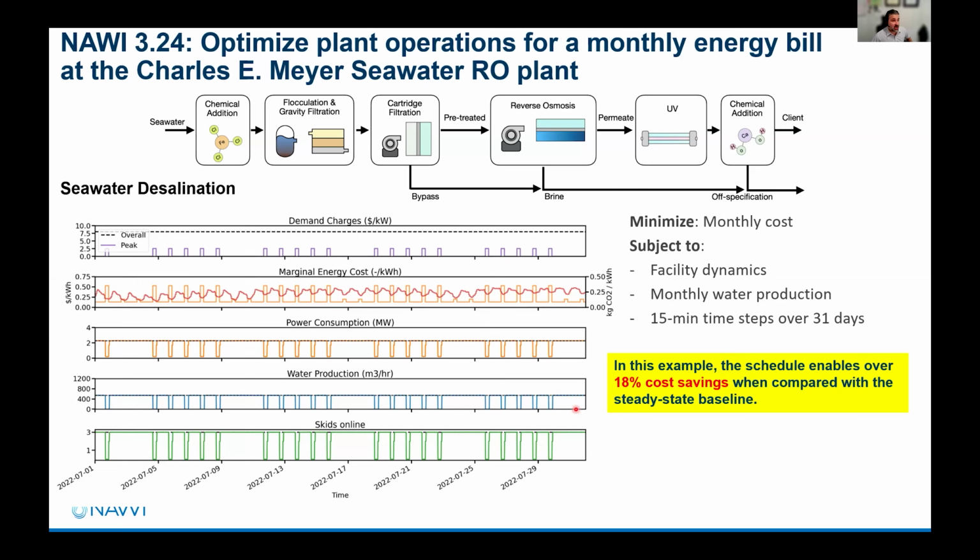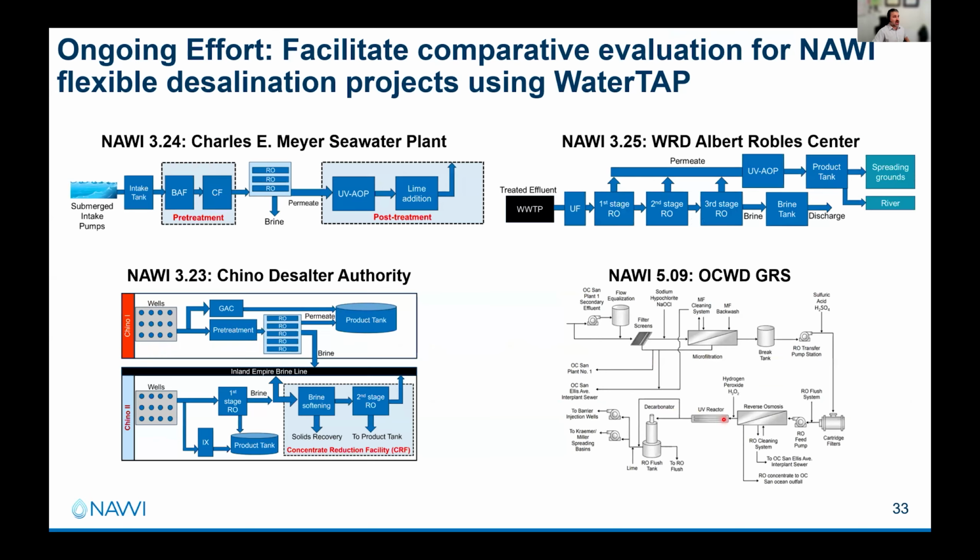So working together with Akshay Rao at Stanford University, we basically found these results that you could achieve 18% cost savings. This was done over a particular month. I think it was August. Santa Barbara actually ran the system flexibly and verified that they were able to achieve around 18% cost savings in that given month. So it was validated to some extent, right? So we saw potential here, and we have other NAWI projects that are looking at the same sort of thing.